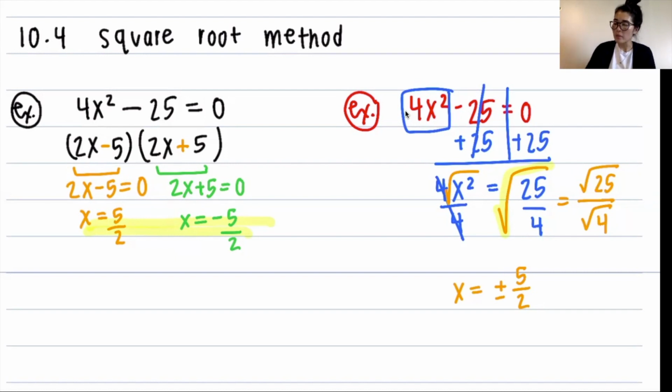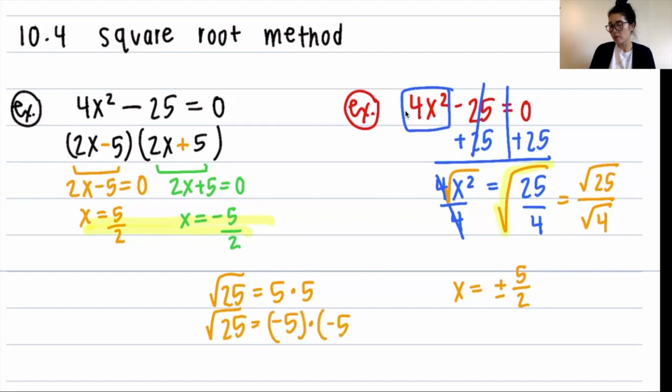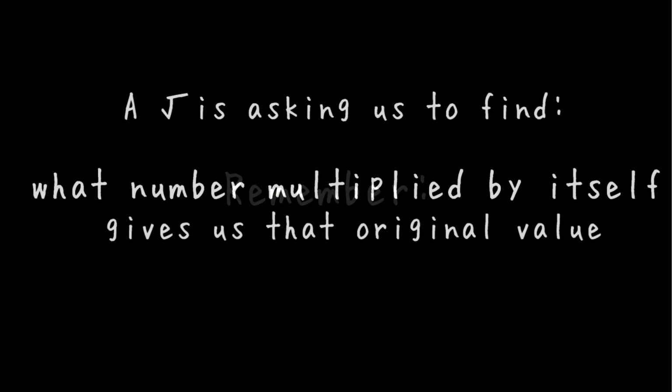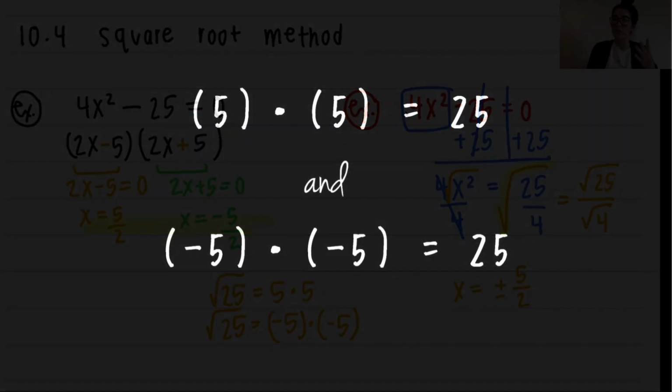What I mean when I say that is, for example, the square root of 25 we know is 5 times 5. But also think, the square root of 25 could be negative 5 times negative 5, right? Because negative 5 times negative 5 is still going to give me positive 25. And so again, that's why when we do take the square root of something, we want to remember that there are two answers.